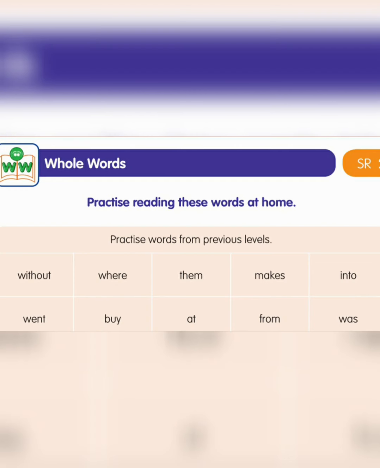Now in the whole word section, we will read some whole words. So let's get started. Without. Repeat after me, students. Without.